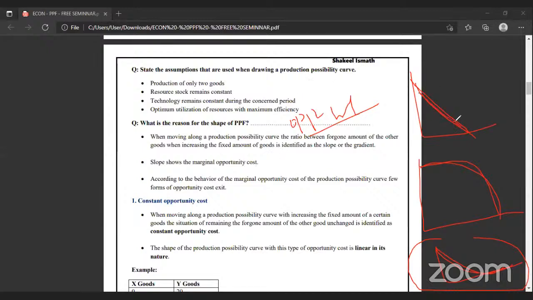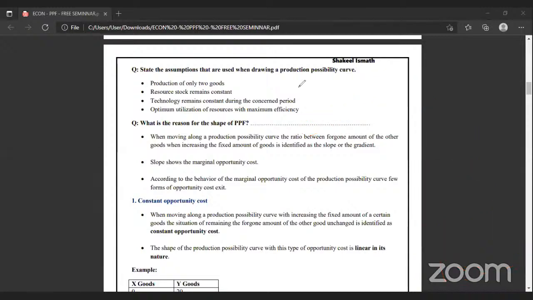So this line will show us the slope of the curve. Right. We directly go to the increasing one. Sorry, constant one. Right. This will be.